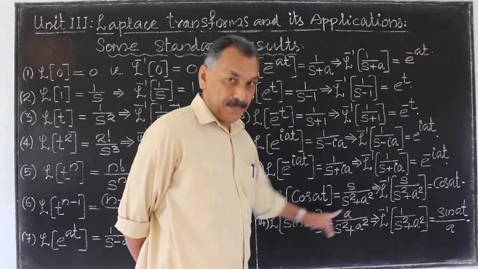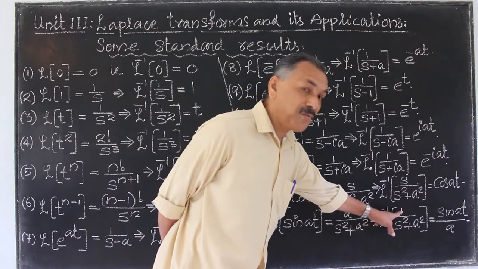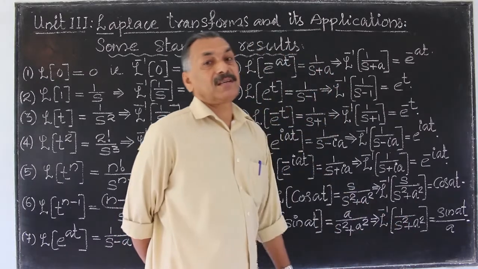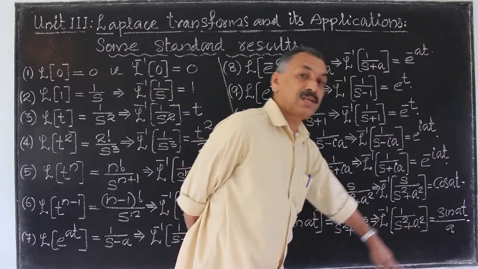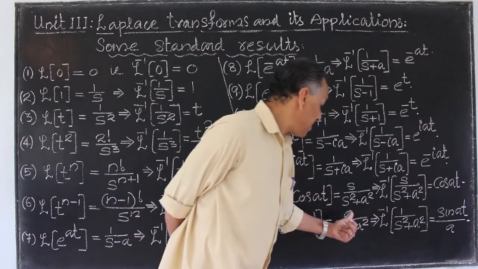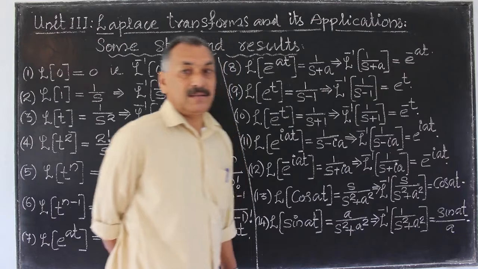Since a is a constant, we bring a outside. Therefore, L inverse of 1 divided by s square plus a square: when the second degree formula comes, 1 divided by s square plus a square is equal to sin at by a. Second.